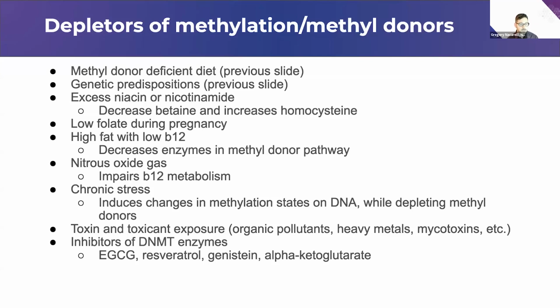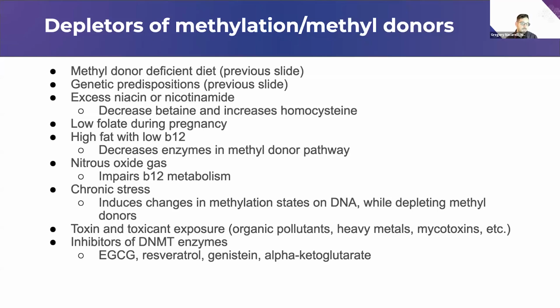Toxins and toxicant exposures, toxins being naturally derived toxins in our environment like venom, and then toxicants being man-made pollutants or chemicals. So we have mycotoxins being toxins, and then organic pollutants such as BPA. We also have heavy metals. So any of these things can put a stressor on our methylation system because then we require more methyl donors to get rid of them.